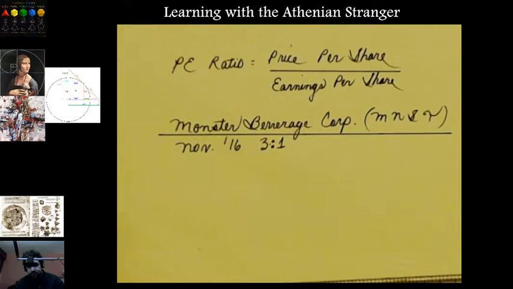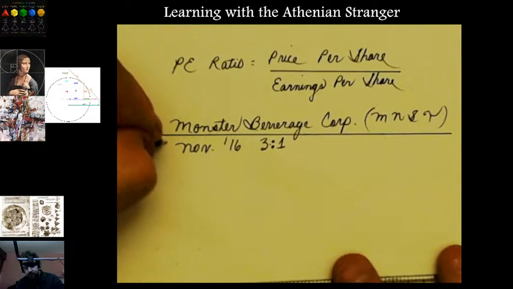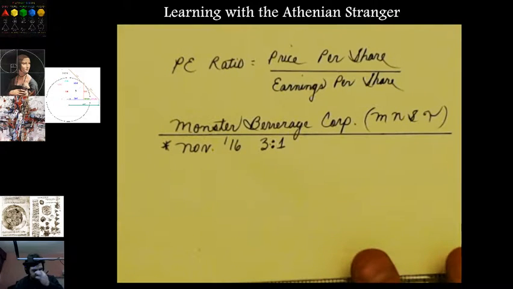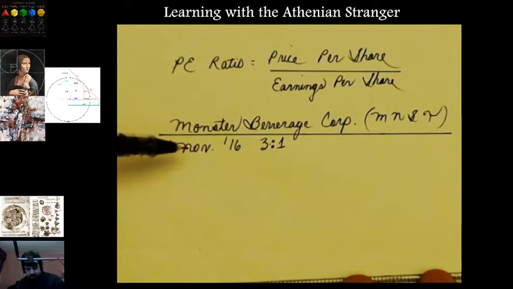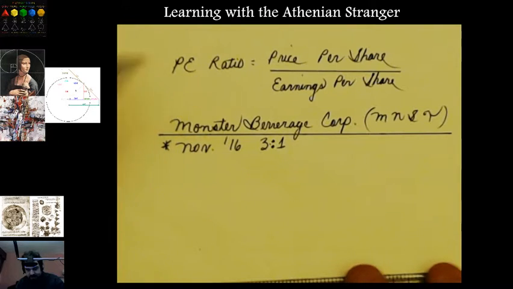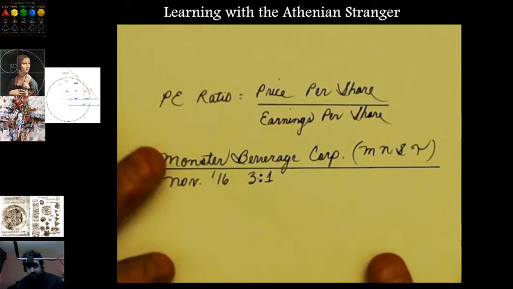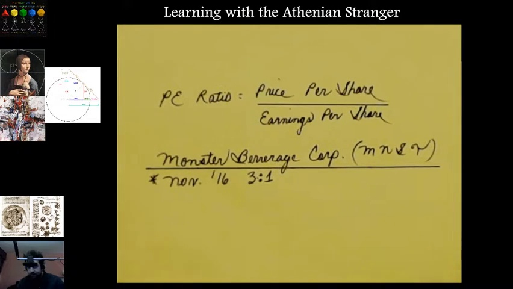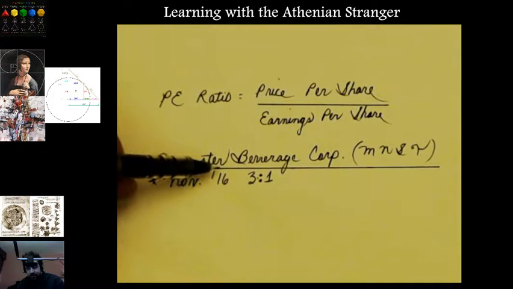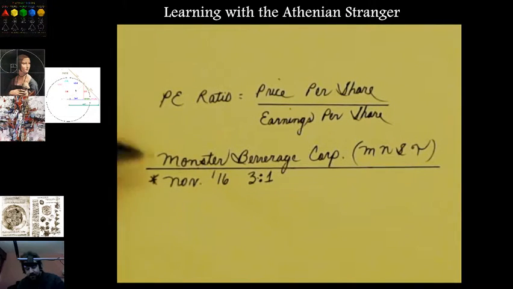So before we introduce this information, let's take a look at what the price per share was trading at. We need to find the price per share. Let's just say that we didn't know that. We are going back in time now to imagine that we are living in 2016. Let's imagine for the moment that we did not know this.